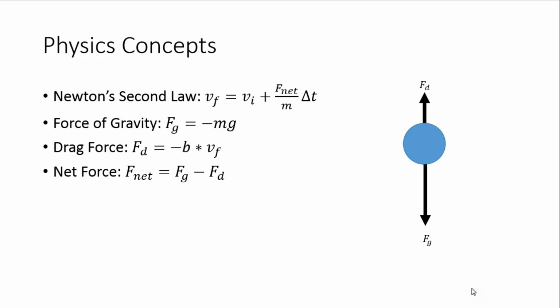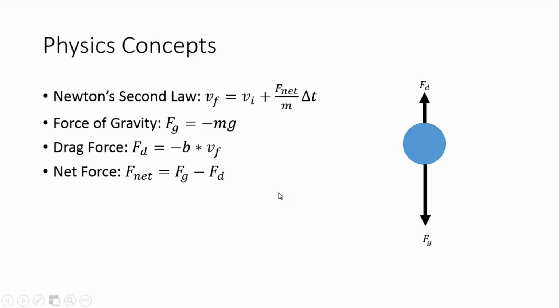There are a few physics concepts present in this experiment. The first involves Newton's second law, where velocity final equals velocity initial plus F net over mass times the change in time. F net in this experiment is actually the force of gravity minus the drag force. Drag force is acting in the positive y direction, and force of gravity is acting in the negative y direction.